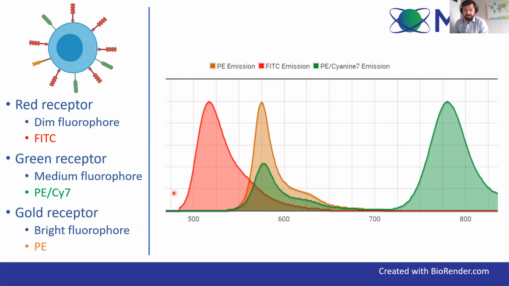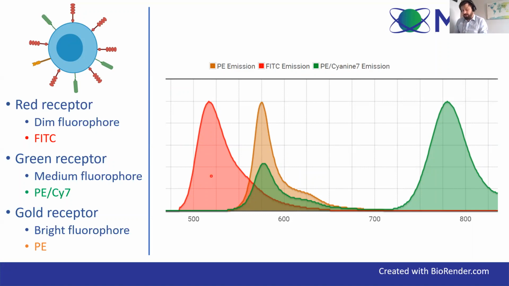There's going to be no FITSI spillover into the PE size 7 channel, which will be detected up here around 780. But you can see there may be a little bit of spillover from the PE size 7 into the FITSI. So again, you need to be aware of that. You need to be aware that you might have to compensate. So that it shouldn't be a major issue.